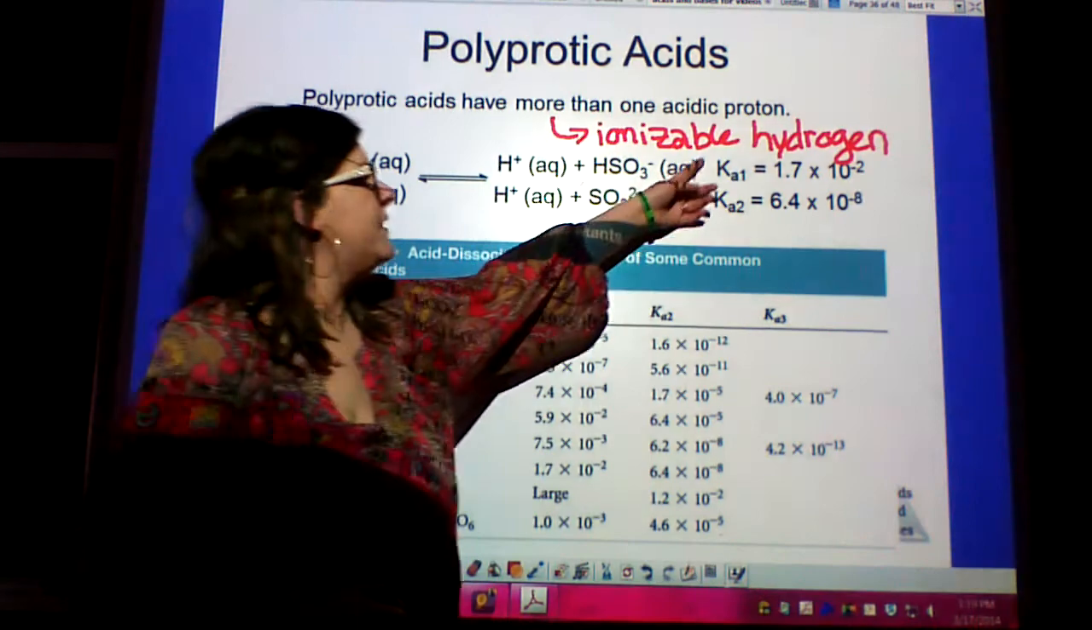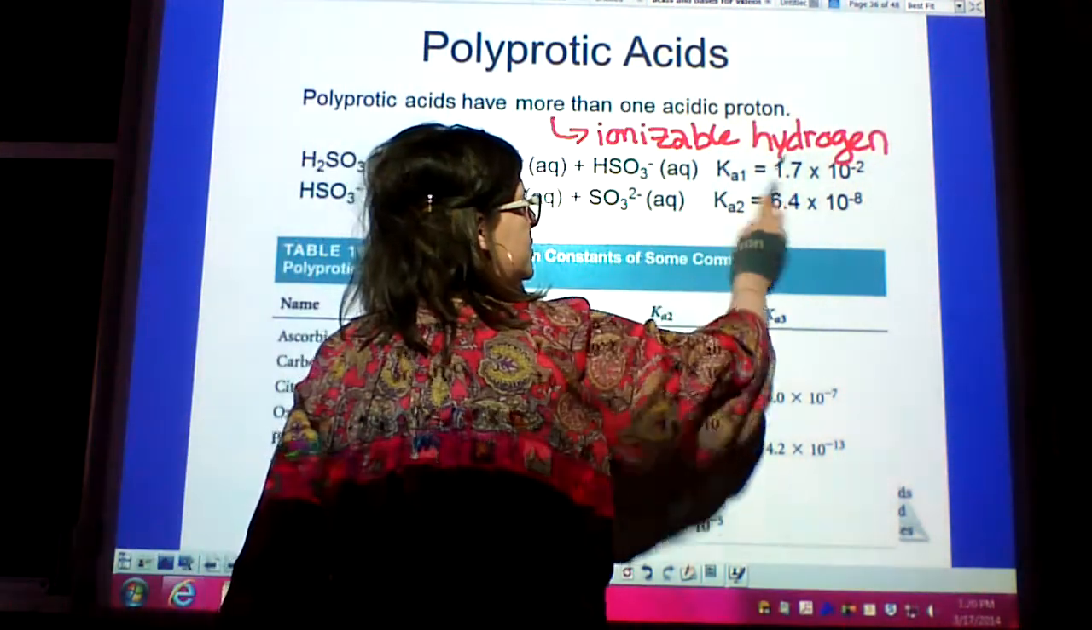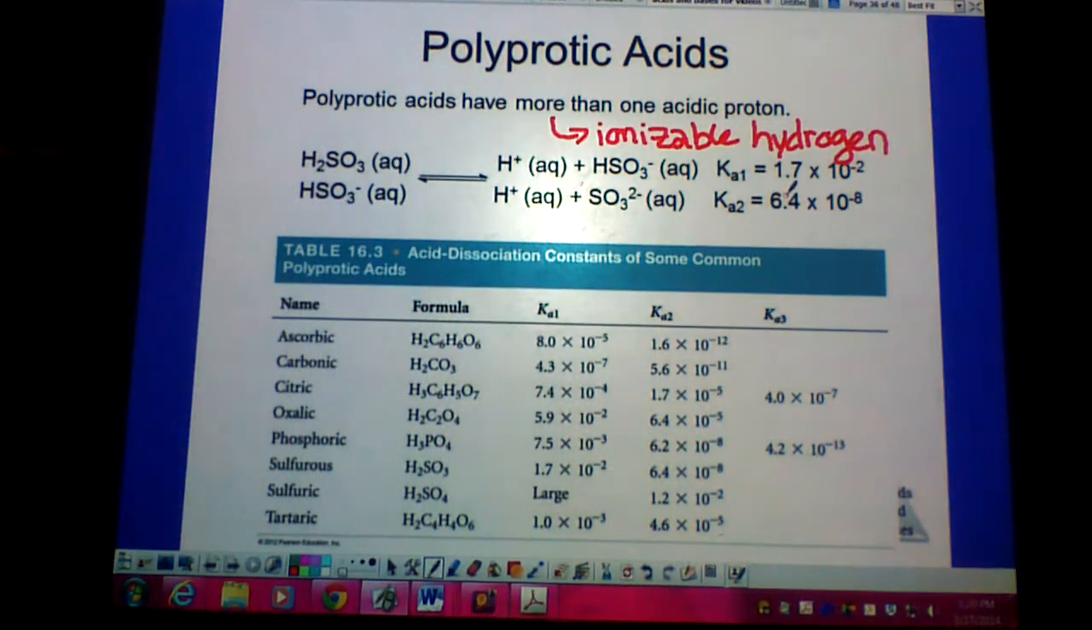So I can see here that we have a Ka1 and a Ka2. You're going to see that my Ka values are going to decrease dramatically as I continue to take off a hydrogen. It's easier to remove the first proton, the first hydrogen, from a polyprotic acid than it is to remove a second hydrogen. So Ka values just become much smaller as we keep removing successive hydrogens. So it makes sense that Ka1 is going to be a lot larger than Ka2, because it has to happen in steps.